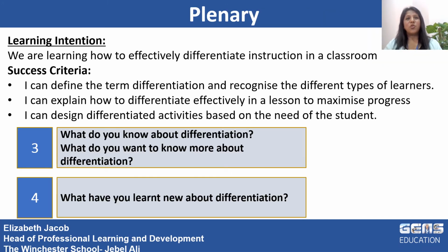Now that we have come to the end of this session, I'd like to look at the learning intention again. It was to effectively differentiate instruction in a classroom. By now, you should be able to define the term differentiation and recognize the different types of learners. You should be able to explain how to differentiate effectively in a lesson to maximize the progress. And you can design differentiated activities based on the need of the students.